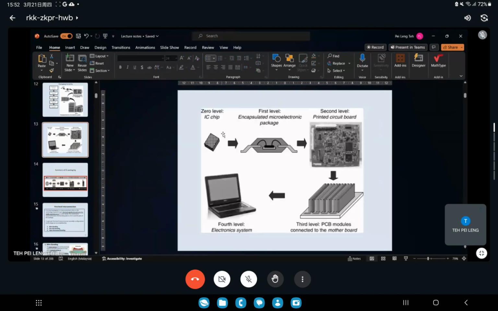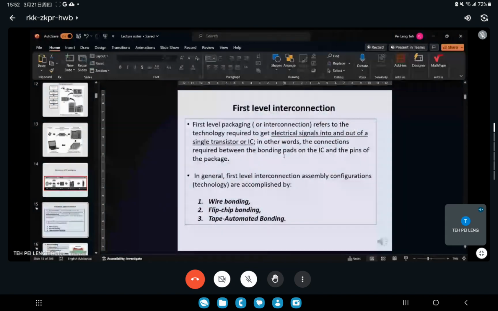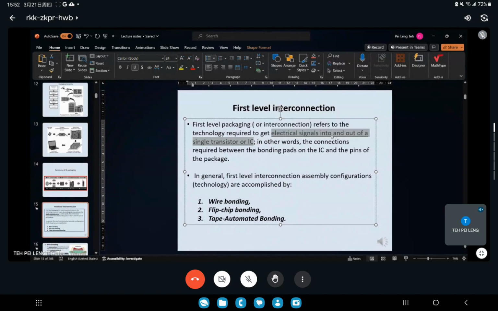Okay, if you attach this IC on a chip carrier or on the substrate, make sure you will have an electrical signal, then the power can be on. The electrical signal must be able to transfer into or out from the chip. In other words, interconnection is required between the bonding pads of the IC and the pins on the package. What is this?